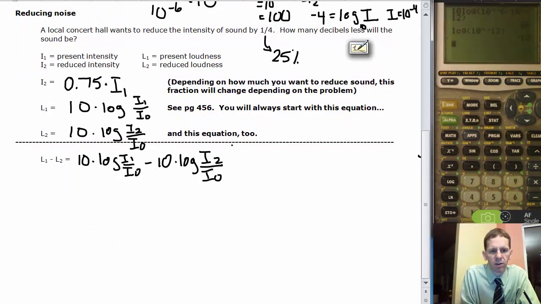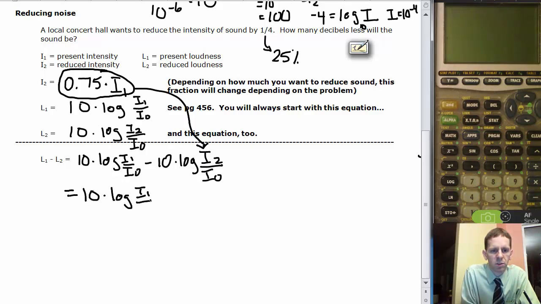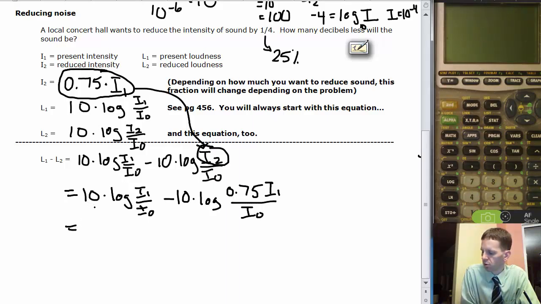First of all, we've already calculated I sub 2 is equal to 0.75 times I sub 1. So I'm going to replace I sub 2 in this problem with this value. We're just going to do some straight up substitution. 10 times log I sub 1 over I sub 0 doesn't change, minus 10 times log of 0.75 I sub 1 over I sub 0. All we've done is substitute for this value right here. We continue to work this problem out.